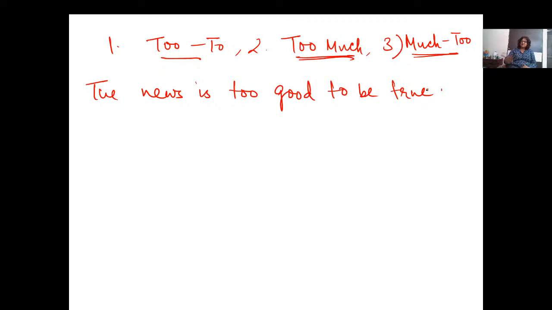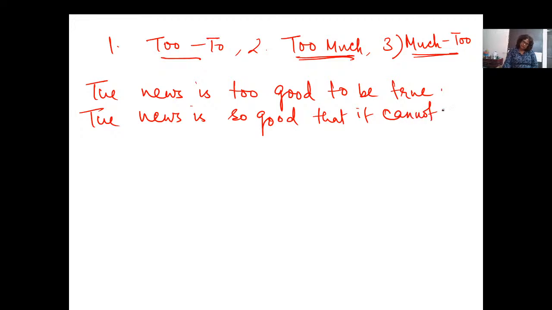And if we expand this sentence by so and that, our sentence will be, "The news is so good that it cannot be true." The ultimate meaning is negative. This news is so good that it cannot be true.